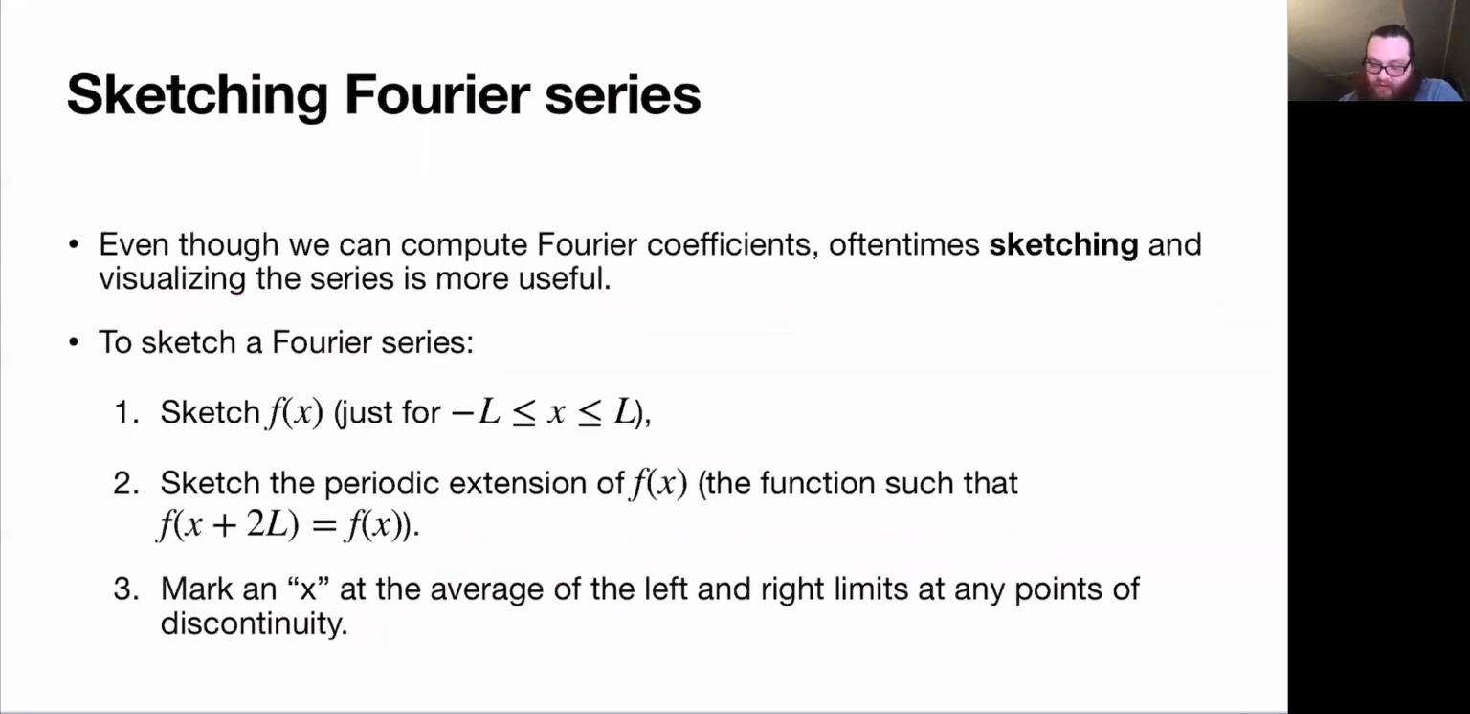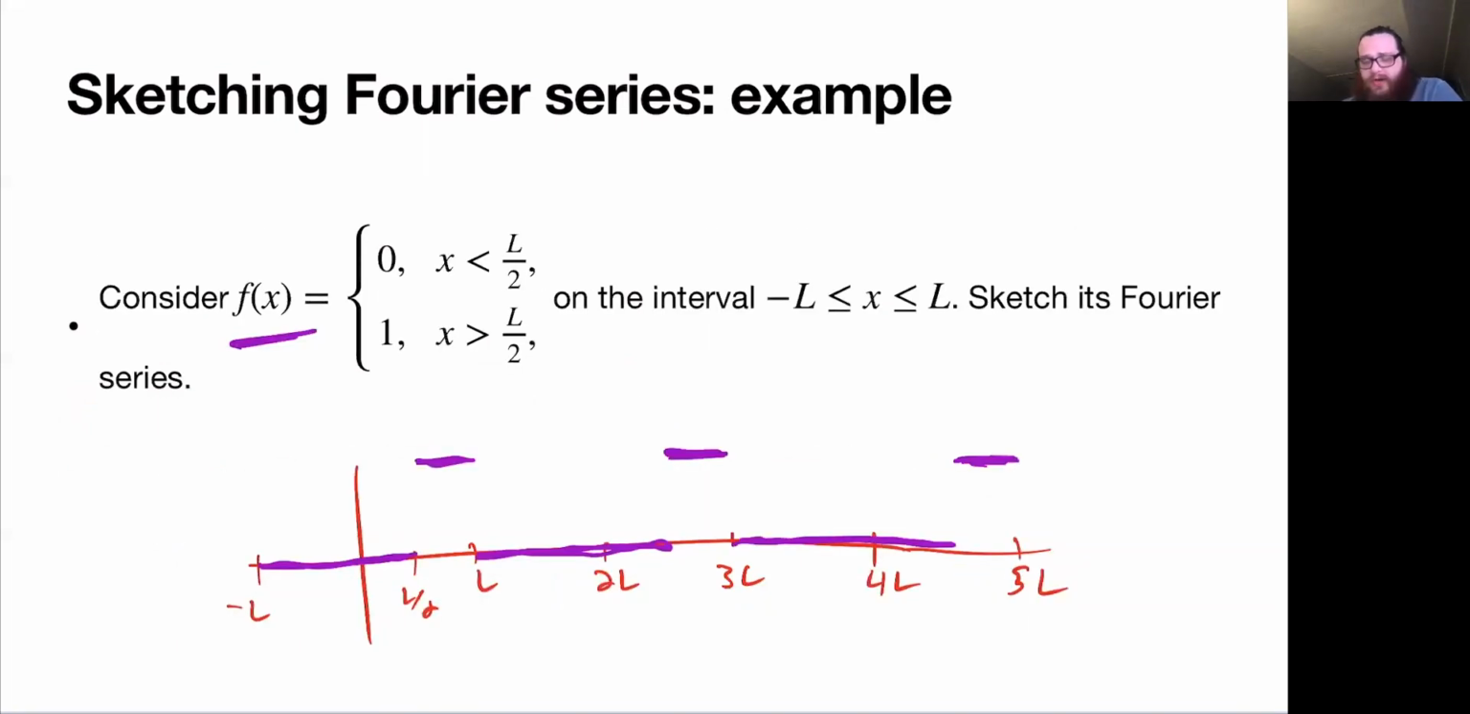So what we've done so far is sketched f of x, and then sketched the periodic extension of f of x. And so now what we need to do is account for these jump discontinuities. And the way we account for them is we mark an x at the average of the left and right limits. So the question here is, where are the jump discontinuities? Jump discontinuity there and there. But these two jump discontinuities repeat again and again, and then also backwards, etc.